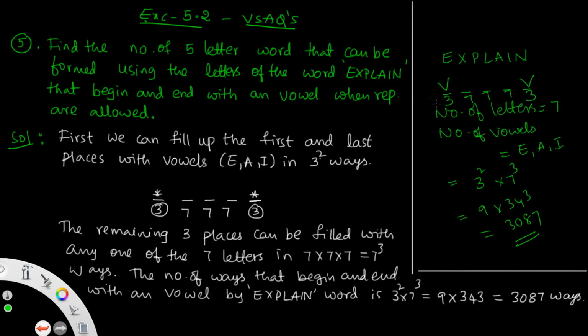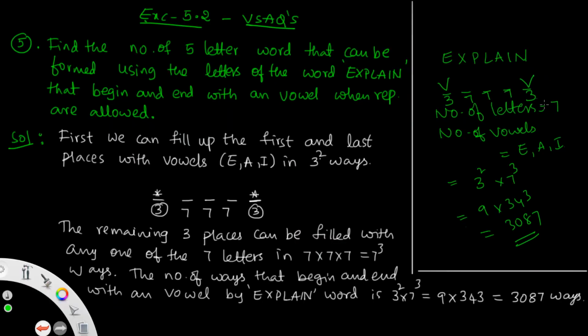So that is the question. A five-letter word we have to arrange. The number of letters is 7, and the vowels are 3. In the question, the units place and the 10,000 place must be filled with vowels. So the first and last places can be filled with vowels in three ways, since three vowels are there. Any one of the vowels can be done in three ways. Here also, repetitions are allowed, so three ways each.